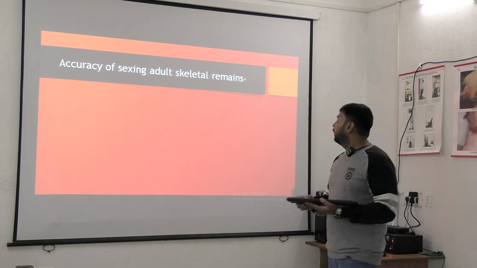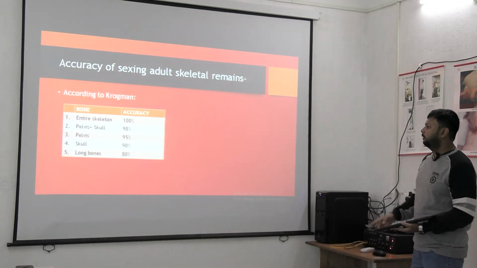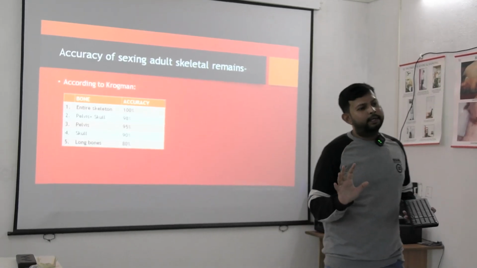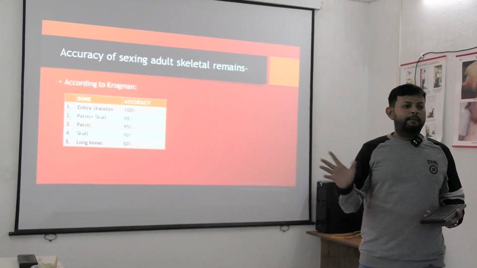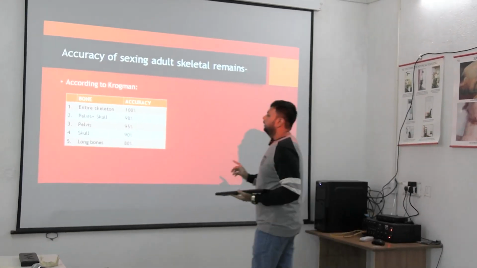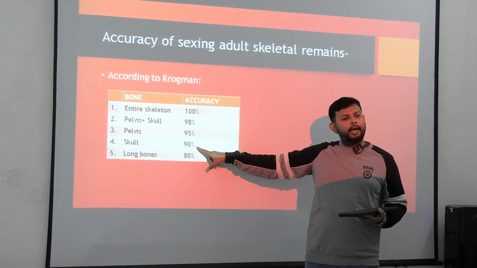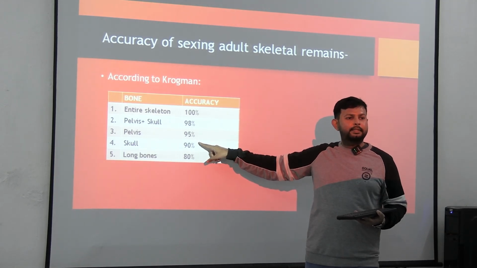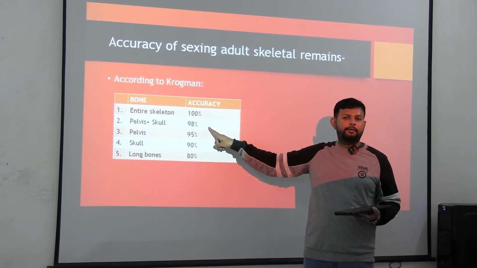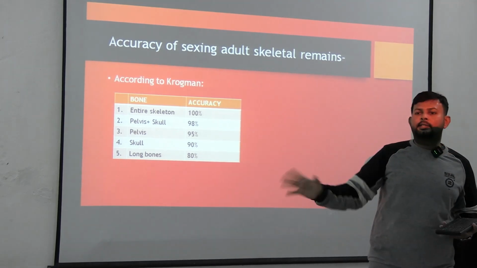Accuracy of sexing adult skeletal remains. See here, if the entire skeleton is available, by 100% accuracy one can say whether it is of a male or a female. If only a single bone is there, like pelvis, it is 95%. If skull, 90%. So pelvis is better. Combined, we can say it is 98%, if both bones are available. And long bones, only 80% chances are there that we can say whether it is of a male or a female.